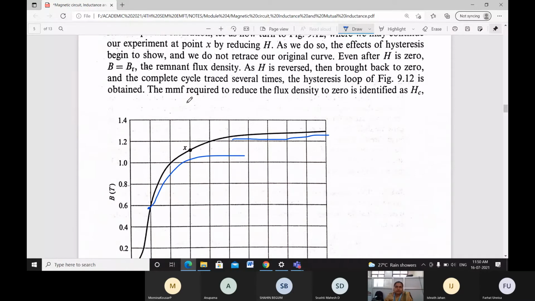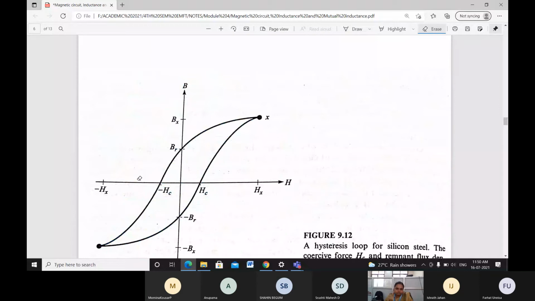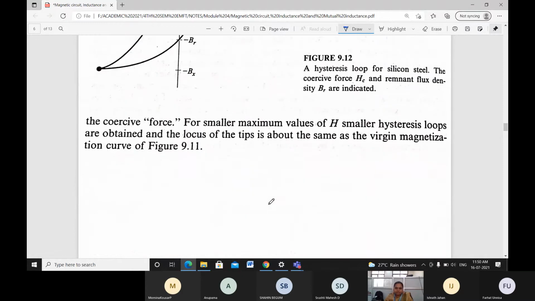Then a loop will go, and the MMF required to reduce the flux density to 0 is identified, and that is taken as Hc. When B should be 0, that is taken as Hc. Observe here.